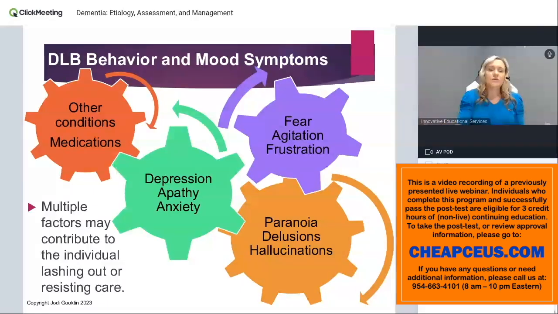In terms of behavior for individuals with dementia with Lewy bodies, there's a significant behavioral and mood component for these individuals. We need to look more closely at this, especially in the early symptoms, to recognize them. And then it will continue as the disease process, unfortunately, progresses. The individual is going to be afraid, agitated, frustrated.